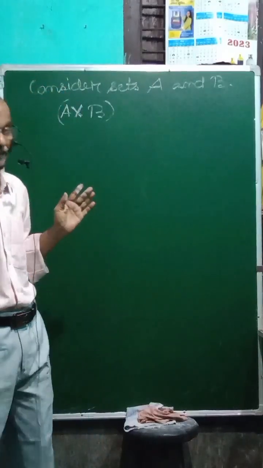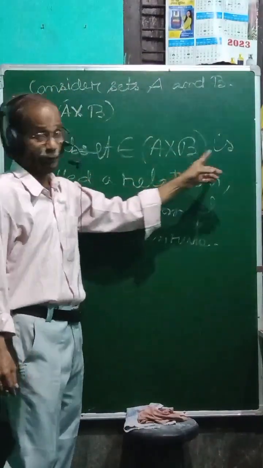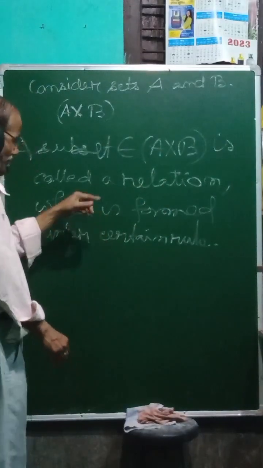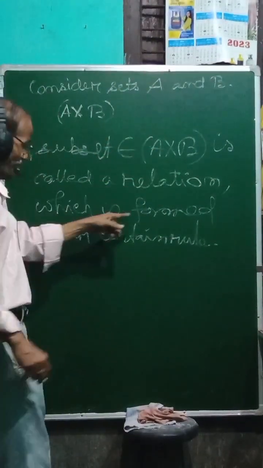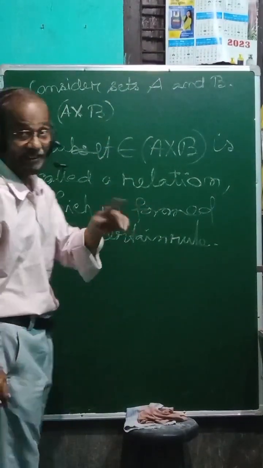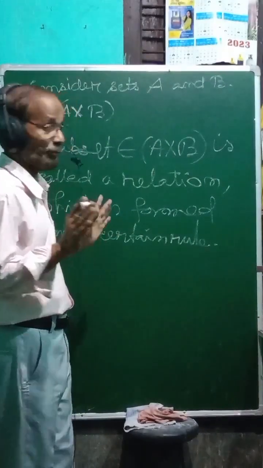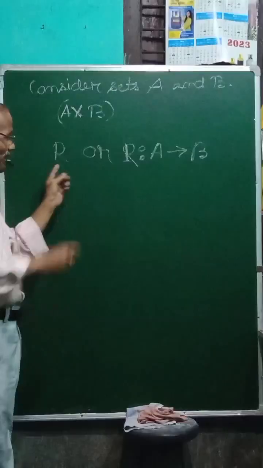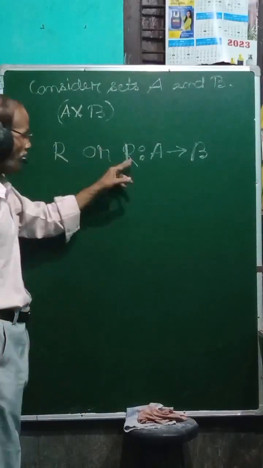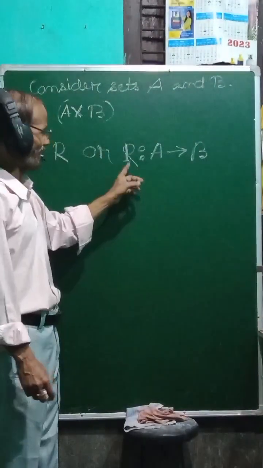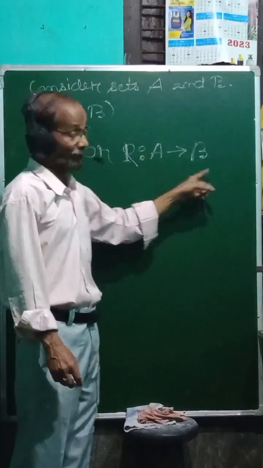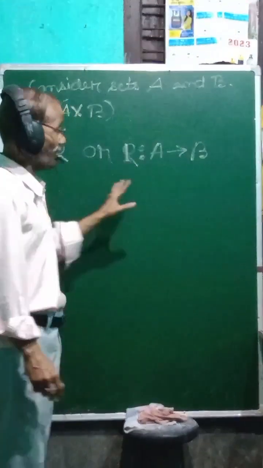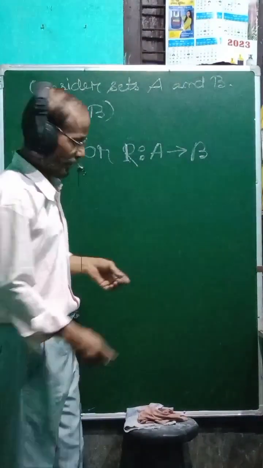This is the definition. A subset belonging to A cross B is called a relation from A to B, which is formed under certain rule. Remember, this one is the simple definition. And a relation is denoted by R or this one. R is a relation from set A to B. These are very important and they will be used according to situation.